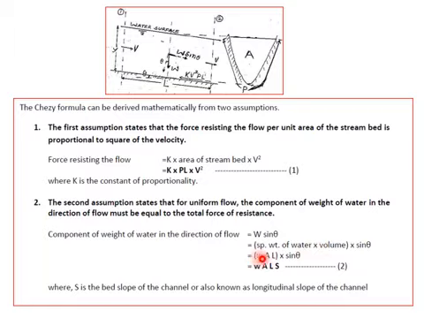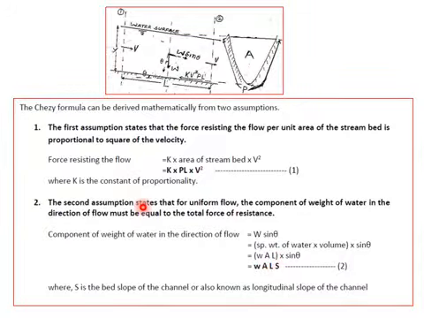It is omega or W, and the volume of water is nothing but area into length. So that is the volume of the water. So area into length. So sin theta, because theta is very small, sin theta is equal to tan theta, which is equal to the slope, which is nothing but S, as we have discussed earlier. So therefore it is equal to W A L into S.